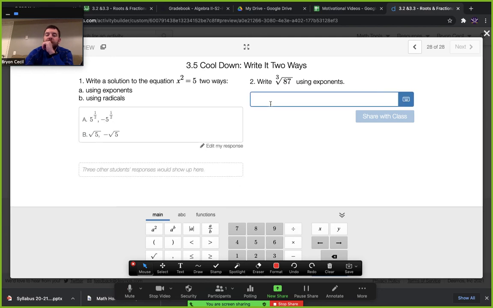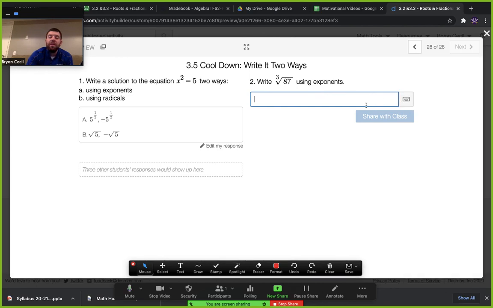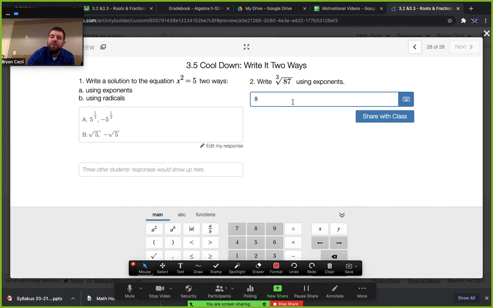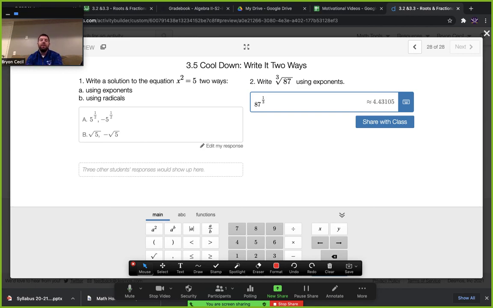And then write the cube root of 87 using exponents. We know this, guys. It's going to be 87 raised to the 1/3. That's what that would be.